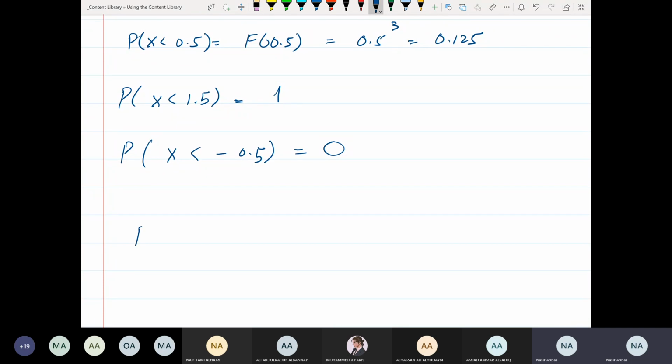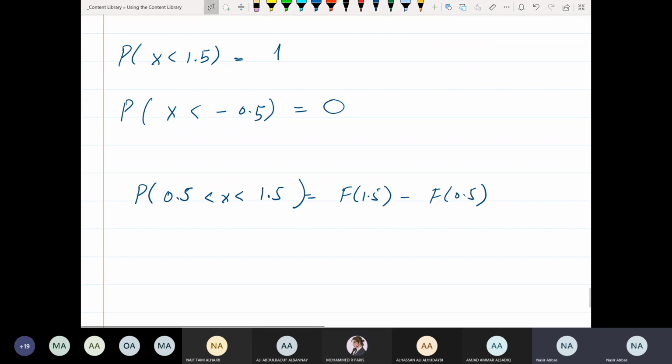Same is true for this one. What if I ask you the probability of X between 0.5 and 1.5? Traditionally, what will you do? You will say capital F of 1.5 minus capital F of 0.5. Yes. And this is where you will make a mistake. You will do 1.5 cubed minus 0.5 cubed. This part is not right. Capital F of 1.5 is 1.